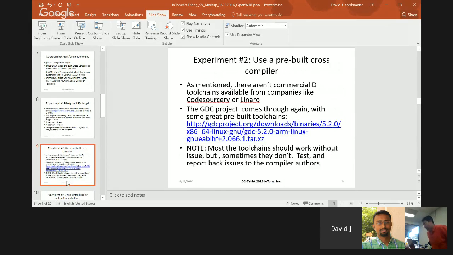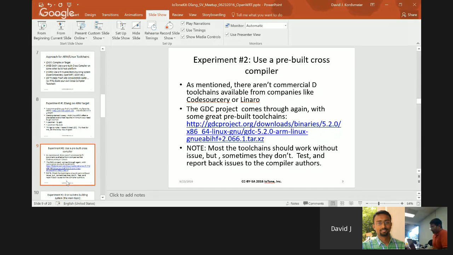So the second experiment is to use a pre-built cross compiler. I had focused on GDC because I could get GDC pre-built already on Arch Linux ARM on an ARM v5 processor, which nobody really supports. So I was cool using it. Generally speaking, it seems most people are on LDC or DMD, but I found it valuable to be able to leverage the GCC toolchain because it is going to be everywhere.